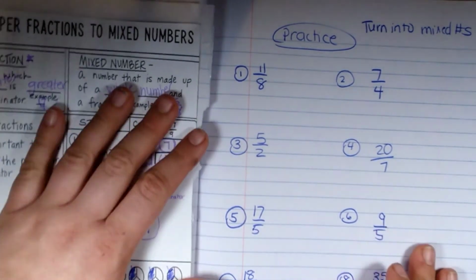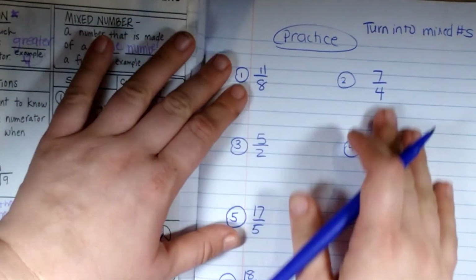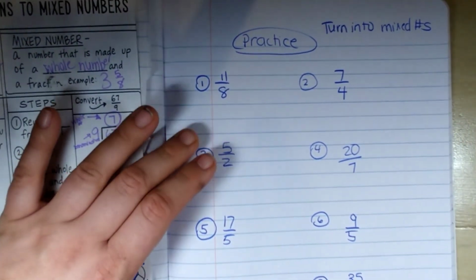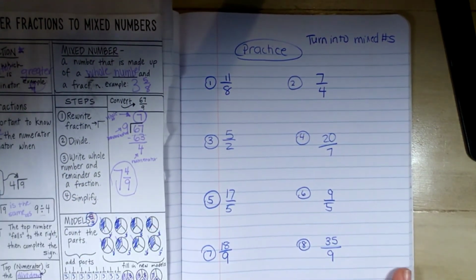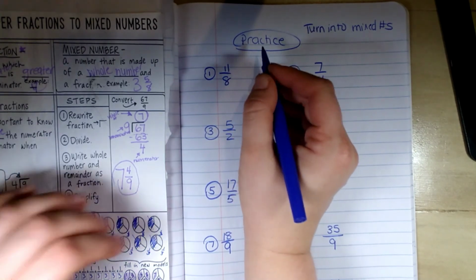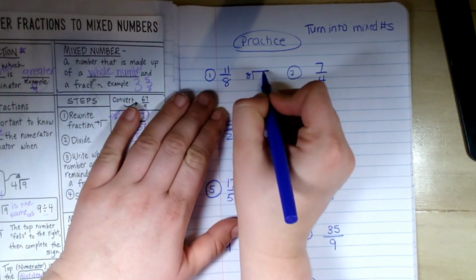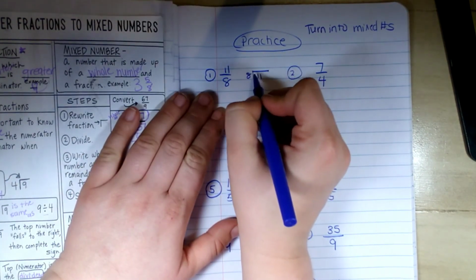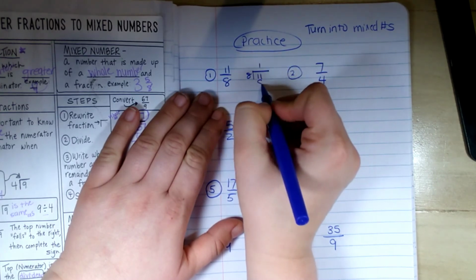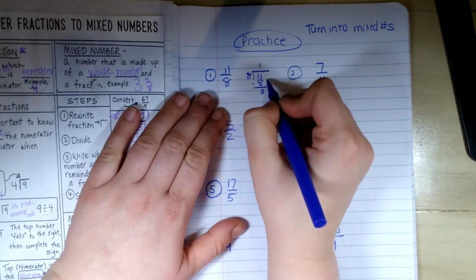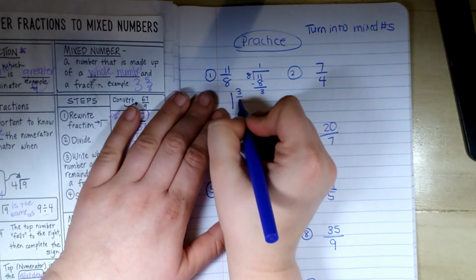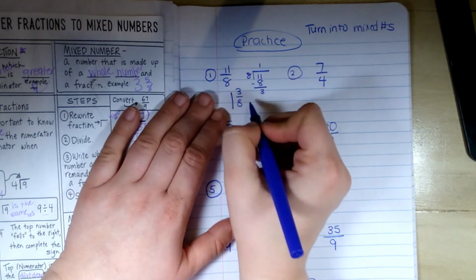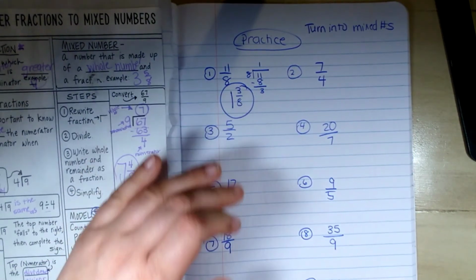All right, so I'm going to do one with you, and I'm going to have you do the rest on your own. So I'm actually going to zoom out so you can copy these down. So we are going to convert. We're going to write this 8 into 11. 11 divided by 8. It goes in one time. 3 left over, so my answer is 1 and 3/8. That would be my answer.